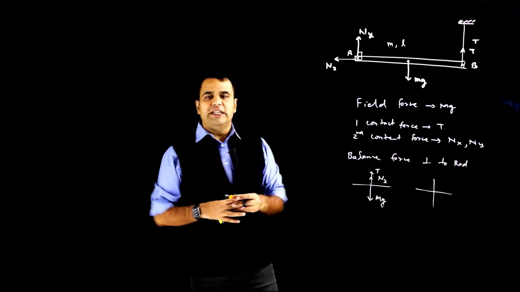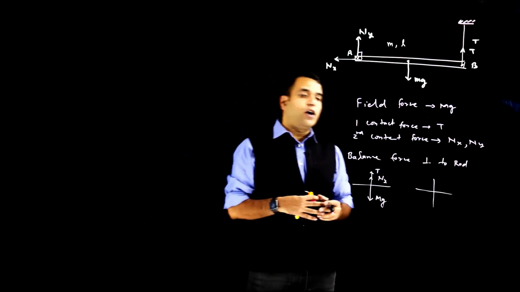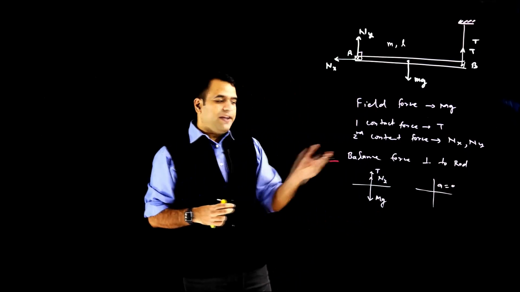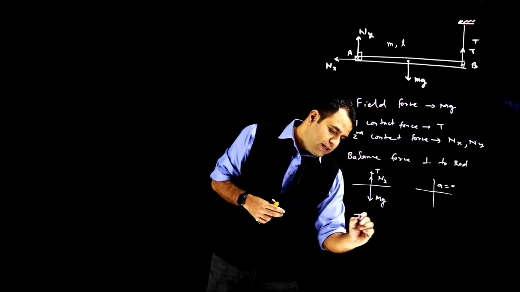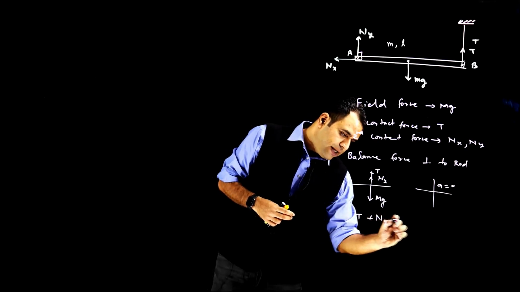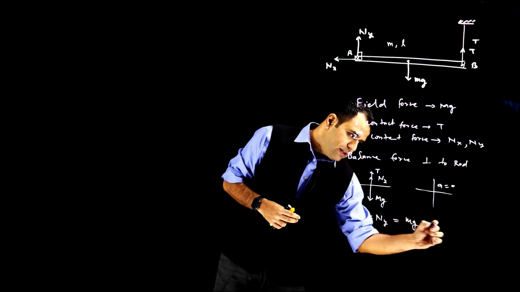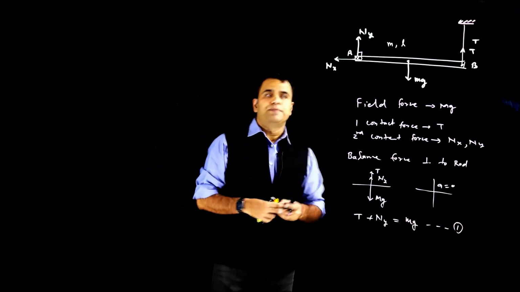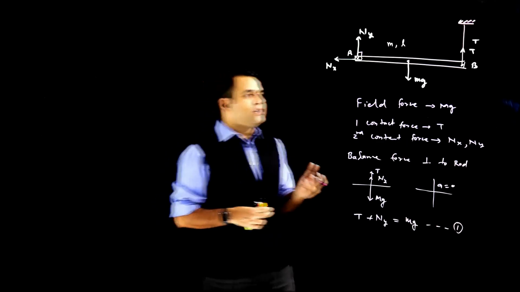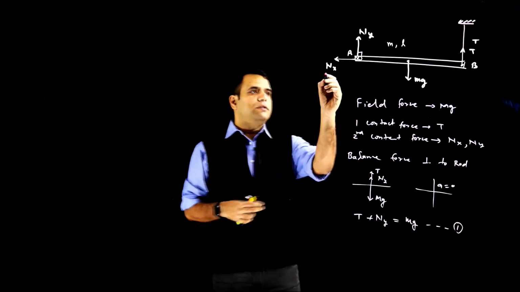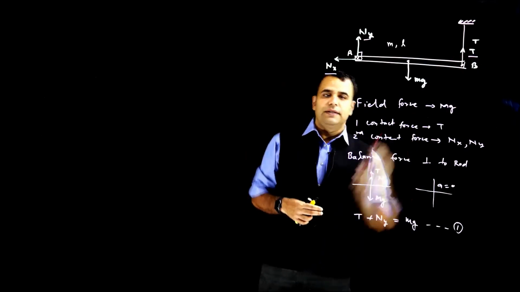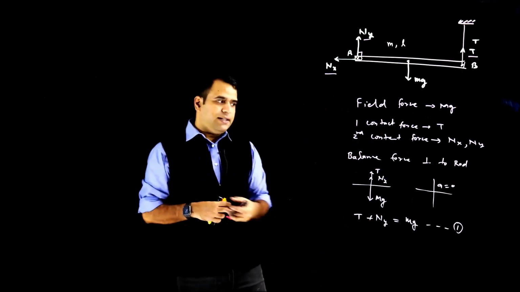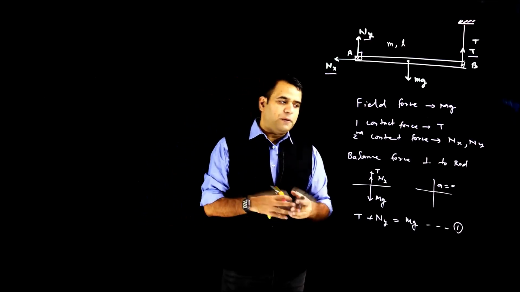And under the influence of all these forces, the rod is not moving. The center of mass of the rod is not moving, so I'll say acceleration is 0. From here, I get an equation: T plus Ny is equal to mg. This is my equation 1. So I got a relationship between the tension and Ny. But still, there are a total of 3 unknowns: Nx, Ny, and T. To calculate these 3 unknowns, I'll need 3 equations. So the first equation is balancing of the force perpendicular to the rod.